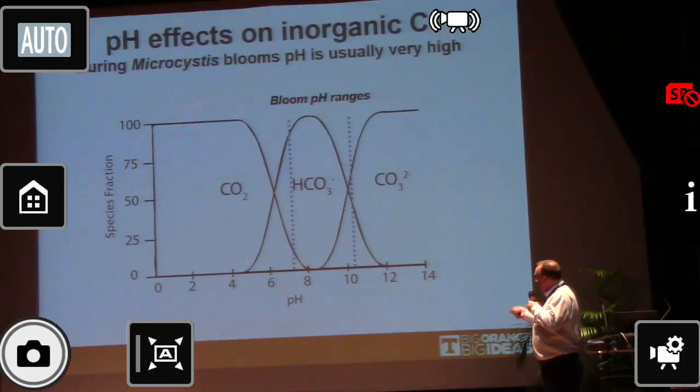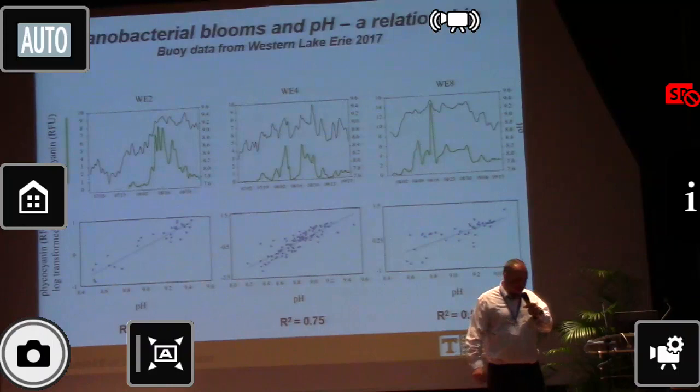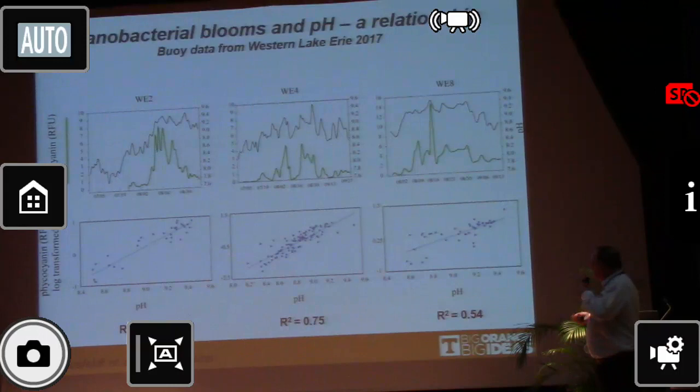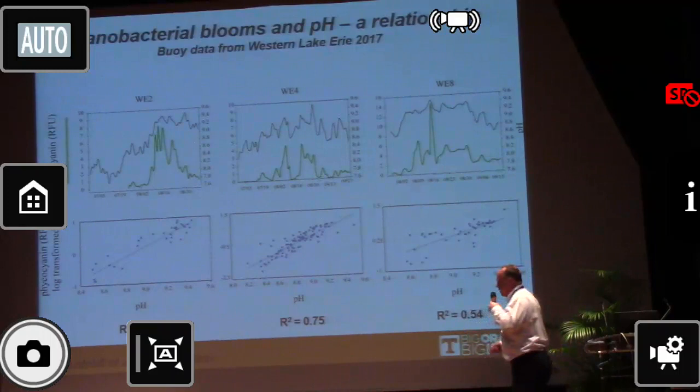One question we might have, though, is does this have an effect in nature? So what Lauren started with was she pulled some data from buoys that are out in Lake Erie, averaged them over the days, and then looked at phycocyanin, our marker for cyanobacteria, and pH in the system. And while we see these interesting day-by-day relationships up here, if we plot them against each other, we see relatively strong relationships, relatively strong abilities to predict pH, or predict phycocyanin, from pH.